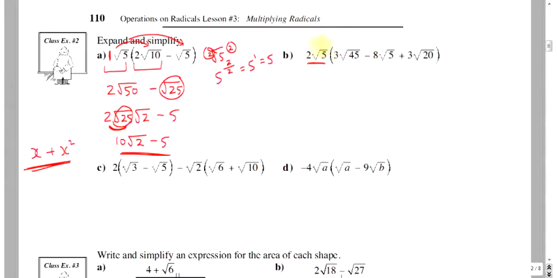Okay. Everything outside the brackets gets multiplied by everything in the brackets. Okay? I can only multiply them if I have all the same index. Are these all the same index? They're all square roots. Yes? Okay? So I'm just going to do the first one. 2 times 3, 6. Root 5 times root 45. Let's just write it out like that for now.